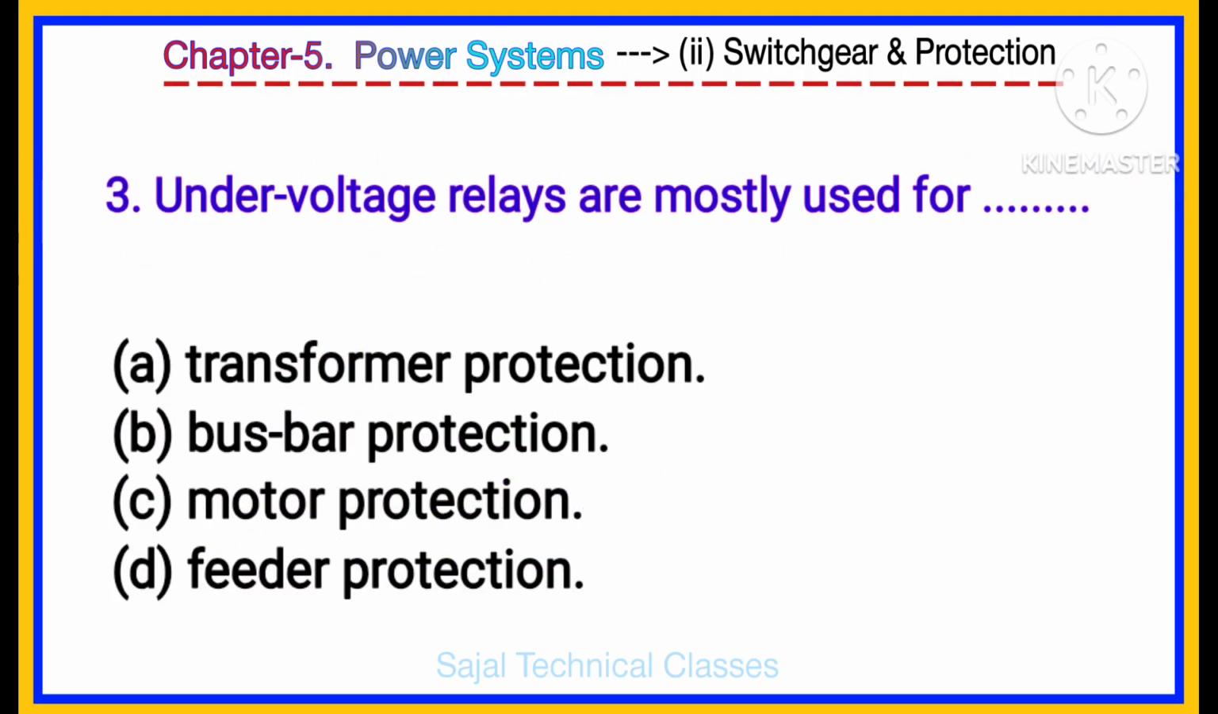Question number 3. Under voltage relays are mostly used for dash. Option A transformer protection, option B bus bar protection, option C motor protection, and option D feeder protection. Right answer option C motor protection.